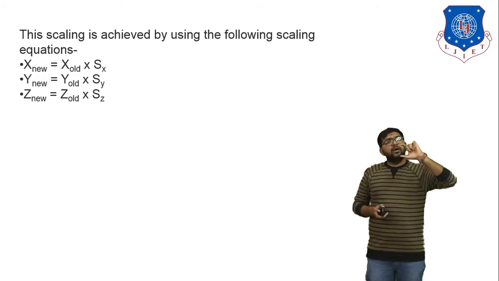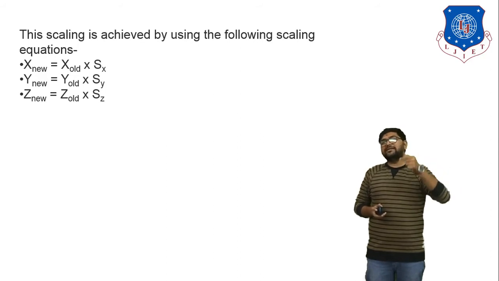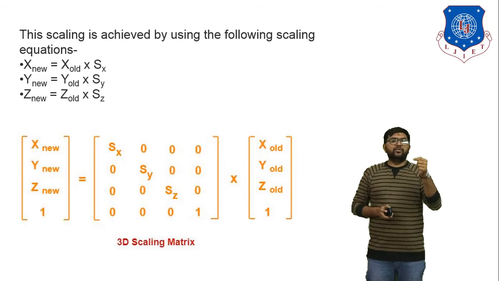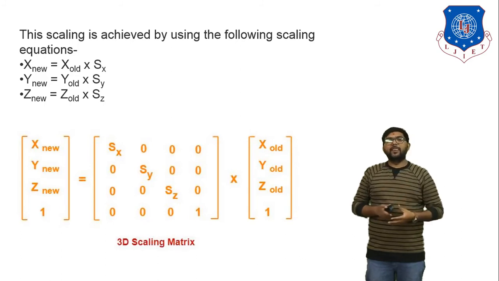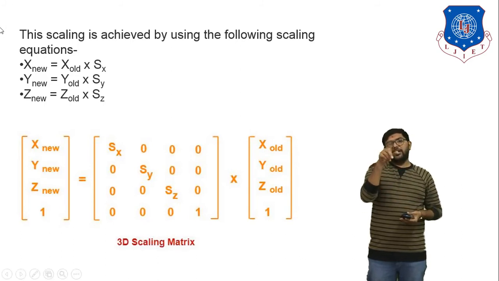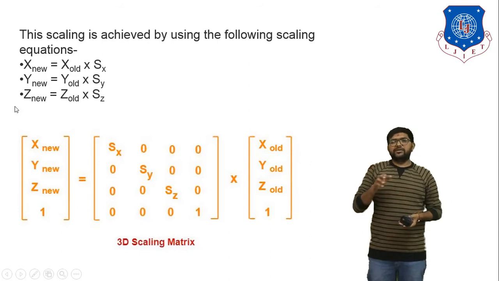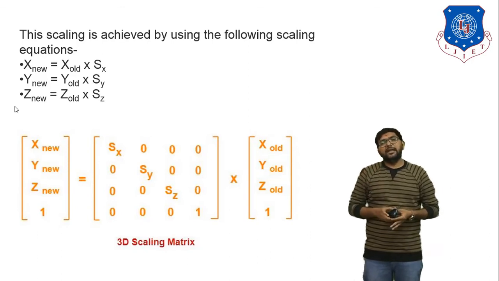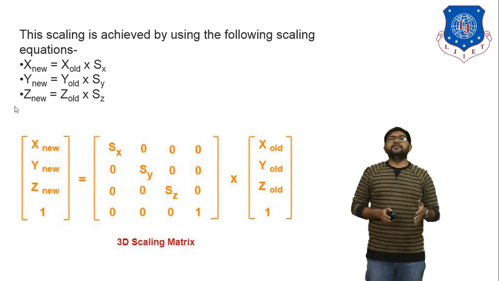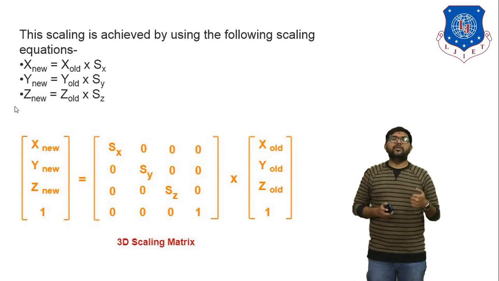Now you have to convert these three equations into one single matrix equation like this: x new, y new, z new, 1, equals sx 0 0 0, 0 sy 0 0, 0 0 sz 0, 0 0 0 1, multiplied by x old, y old, z old. If you multiply these two matrices, you will get the above three equations. First row with first column, you get the answer of x new. Second row, you get y new. Third row, you get z new. So this is the equation of the scaling geometric transformation, and you have to remember this equation.